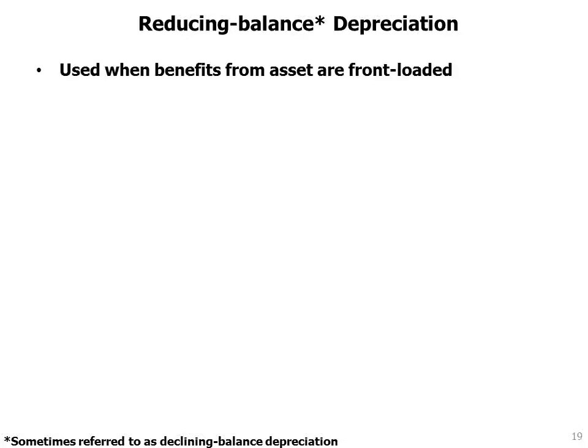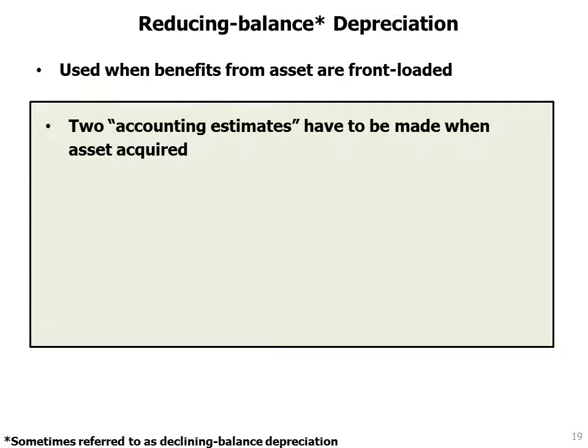Let's look at the second method in use, reducing balance depreciation, sometimes referred to as declining balance. And this is used when the benefits from the assets are expected to be front-loaded. They're going to be at the start of the ownership of the assets and tail off as the life of the asset passes. And for this, we need to determine two accounting estimates at the time that the asset is acquired.